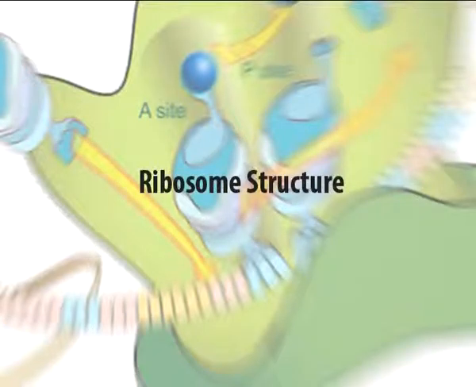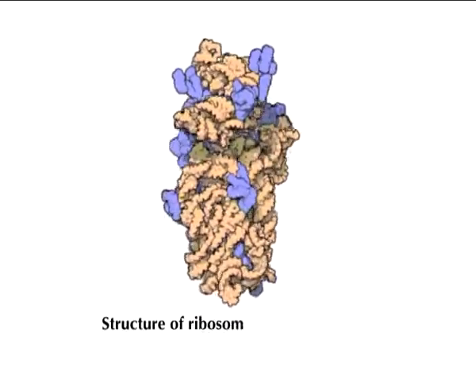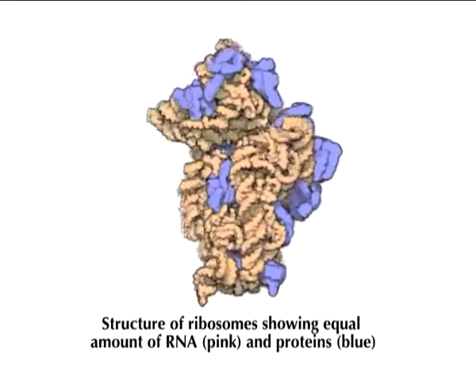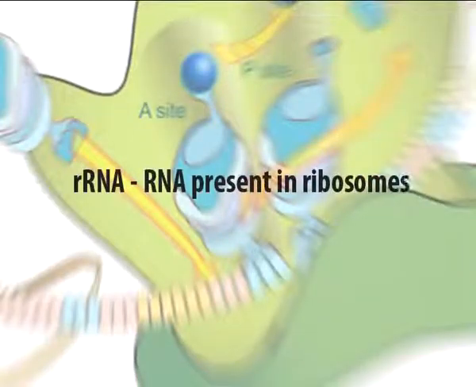The structure and function of ribosomes. Ribosomes are tiny particles about 200 angstrom. Each ribosome is composed of both proteins and RNA. In fact, it has approximately 37 to 62% RNA and the rest is made up of proteins. The RNA present in the ribosomes is obviously called ribosomal RNA, and it is produced in the nucleolus, which is a prominent globular structure in the nucleus.